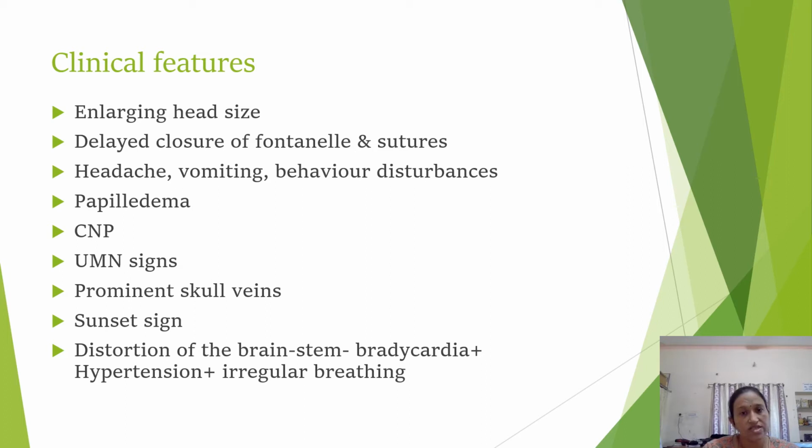Upper motor neuron signs in the form of positive Babinski sign, increased or brisk deep tendon reflexes may be there, prominent skull veins are there, setting sun sign may be there, in which because of enlarging head size and pressure on the orbital plate, the upper sclera becomes more visible, and that leads to a picture like setting of a sun. Then distortion of the brainstem in later stages may cause bradycardia, hypertension and irregular breathing, and child may die of the condition. And this triad, that is bradycardia, hypertension and irregular breathing, is known as Cushing's triad.